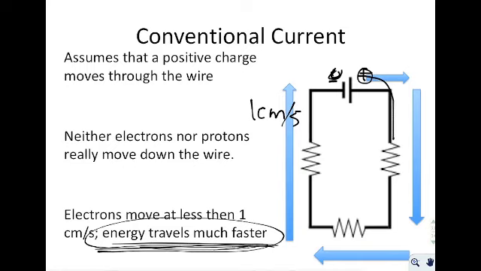So we are going to use the term conventional current, in which we are assuming that it is positive charge that moves through the wire. That's not really the case, but this is a way of making it simpler to build a model with.